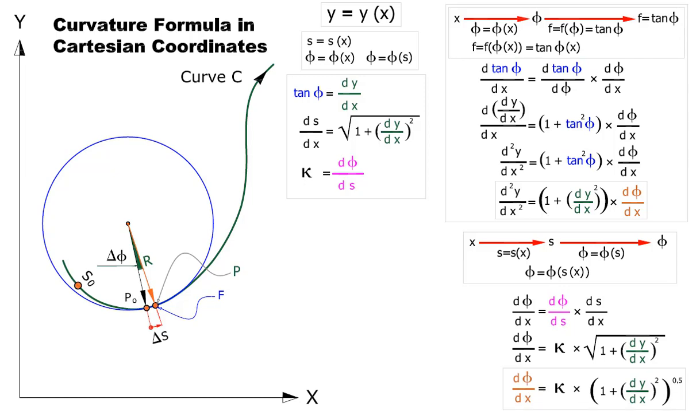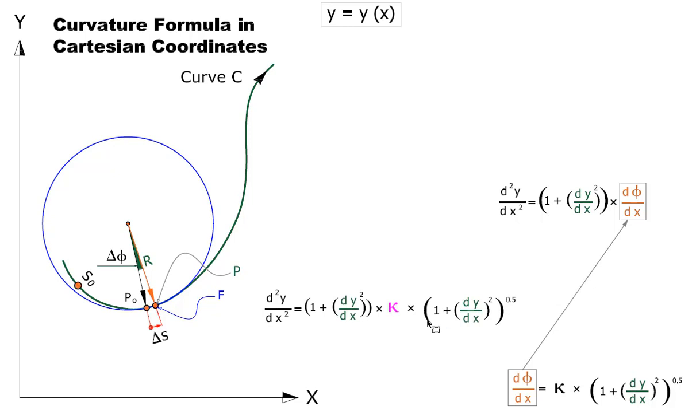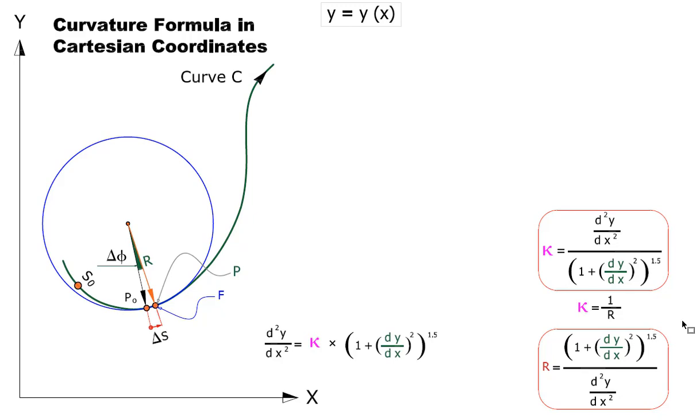So we arrive at two important formulas, this formula and this formula, and they have something in common, and that is d phi over dx. So we substitute this formula here, and we get a formula with kappa and the derivatives of y relative to x only, and that's exactly what we need. So we solve for kappa and we get this formula for kappa, and the inverse of kappa is the radius of curvature.